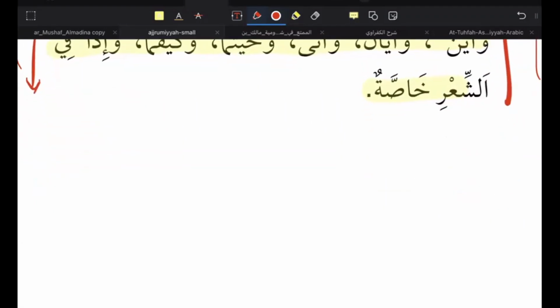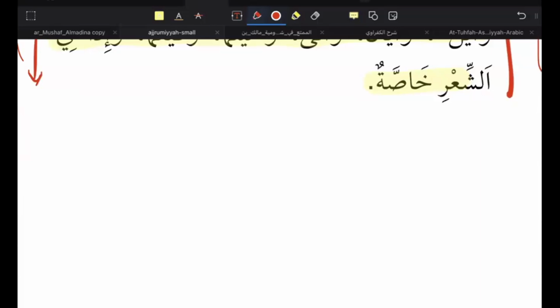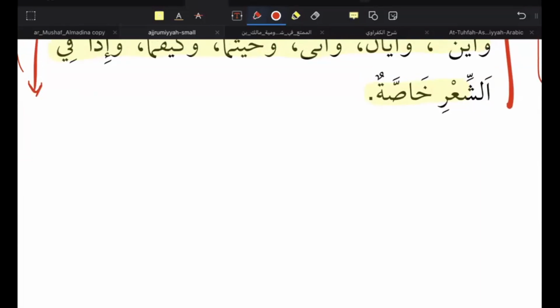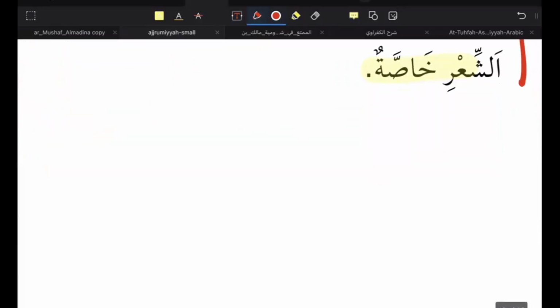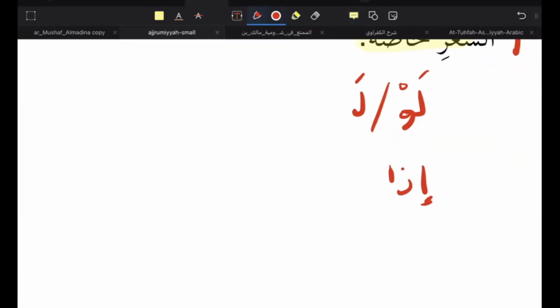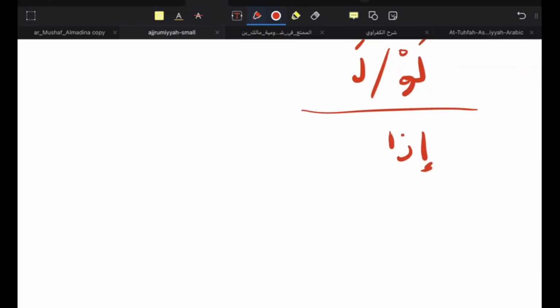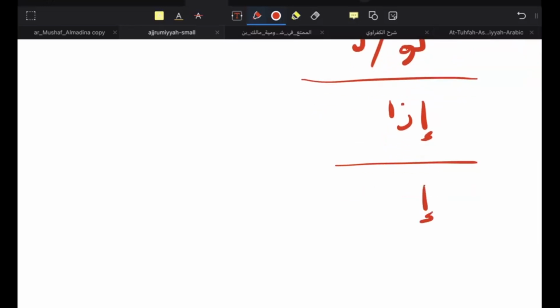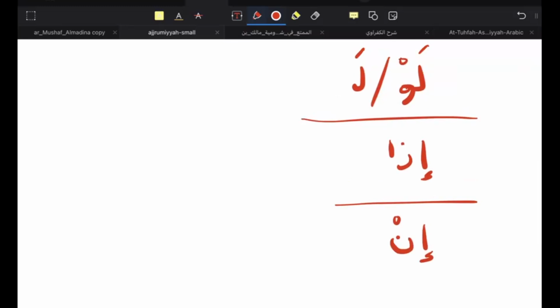Because conditional statements can get a little bit tricky, but if you understand the basics, inshallah, it will be easy. What are those? You say law, la. And for example, you have idha, another tool. So this is one category, and idha is another category. And then we have the category that the author will mention, which is in. So these are the three ways you can make a conditional statement.